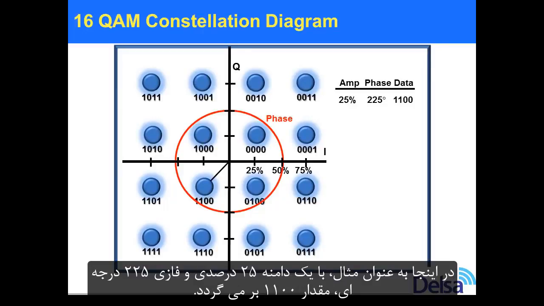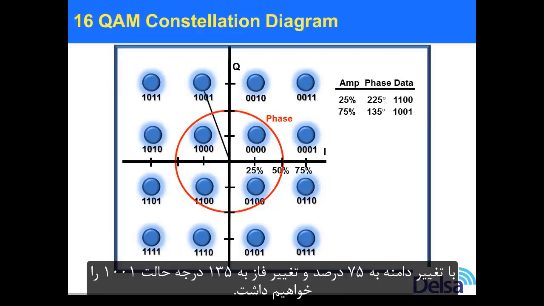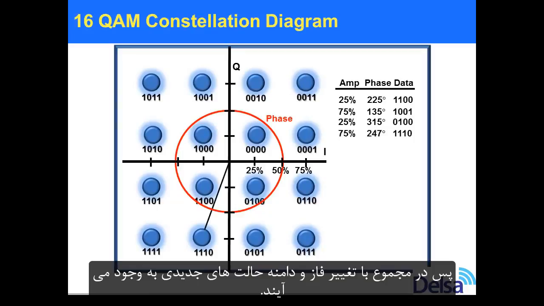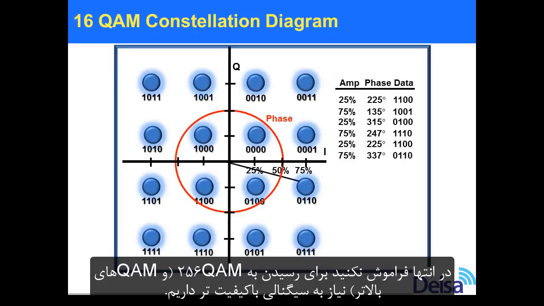But here, for example, with a 25% amplitude and a phase shift of 225 degrees, we have the symbol of 1100. Change the amplitude, make it 75%, change the phase shift to 135 degrees, and we end up with a new symbol for 1001, and so on. So by changing the amplitude, changing the phase, we generate new symbols. But again, remember, for 256 QAM you're going to need a very nice clean signal.